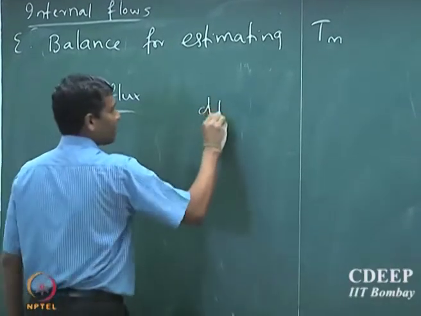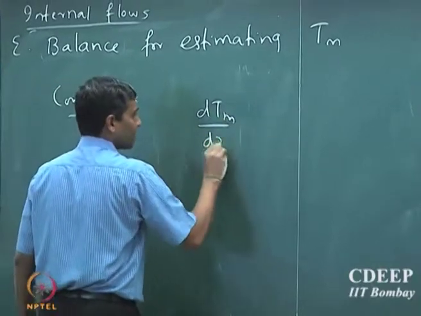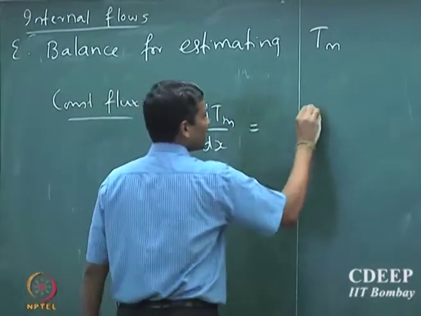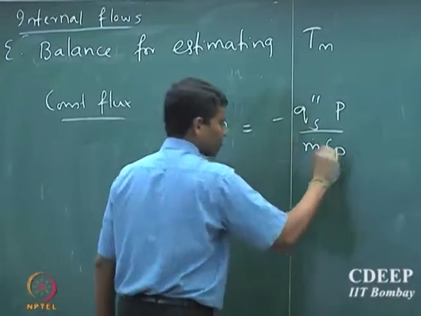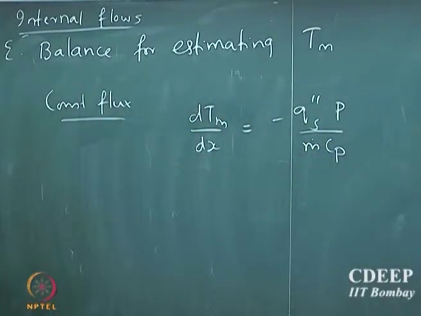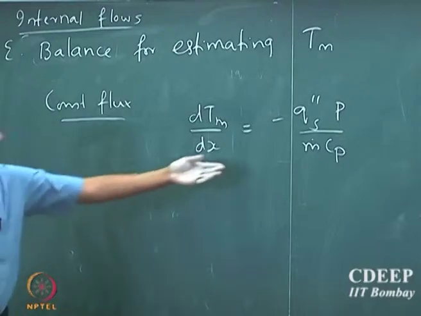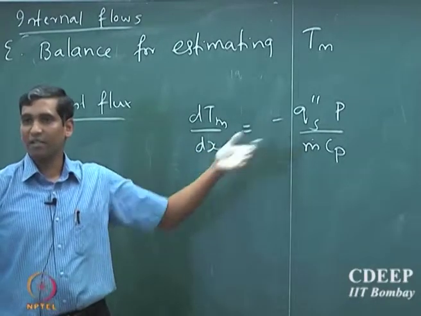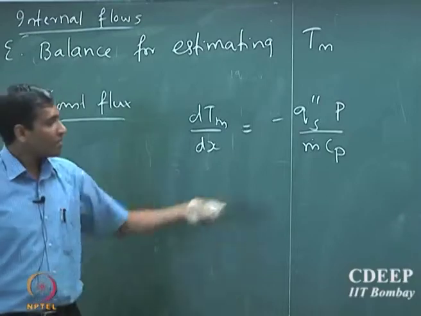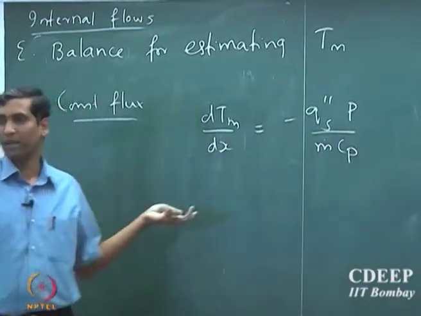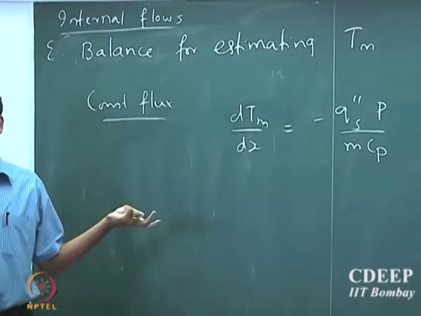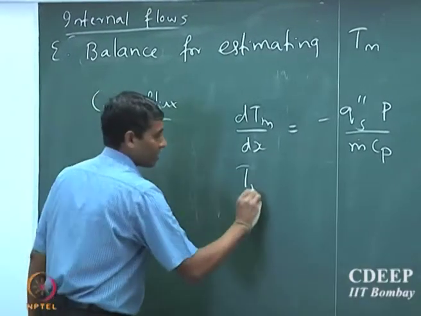dTm by dx will be equal to minus Qs prime into P by m dot Cp. Okay. So I know this, and if it's a constant flux, the flux is a measurable quantity. So I know what Qs is, I know what P is, I know what m dot and Cp are, so I should be able to find the temperature profile, right? So I can find out what C.